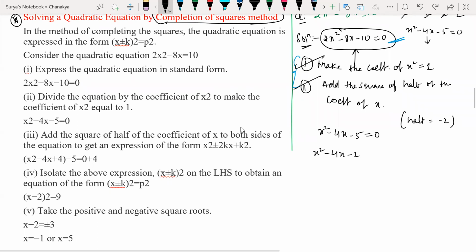-2 on both sides. Sir, -2 square. It's a -2 square. -2 square is what? 4. Very good. Half of the square. What is the square? We forgot the square. Square is what? 4. Okay.